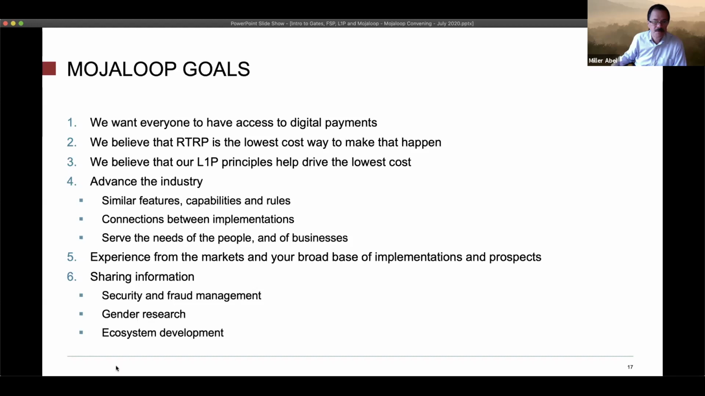So when we looked at the Mojaloop goals, advancing the industry, as I've just talked about, as part of this, is to bring a set of features and capabilities, rule setting, connections between implementations, but all in the service of the individual end users. How can they actually serve in their own lives with the facilities that are provided to them by this set of rails that are collaborated on by all of the participants, financial participants in the market? It gives them some fluidity and access to these services.